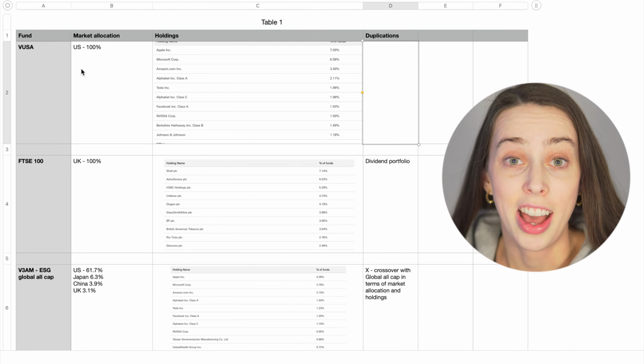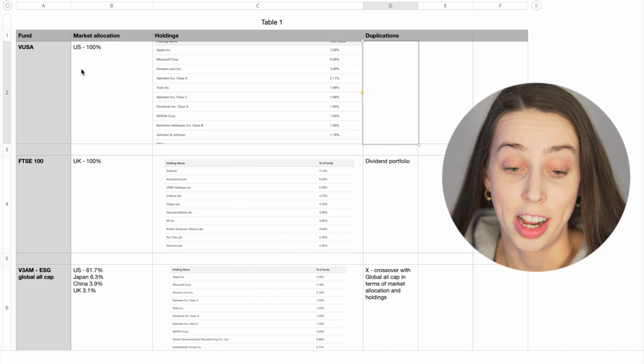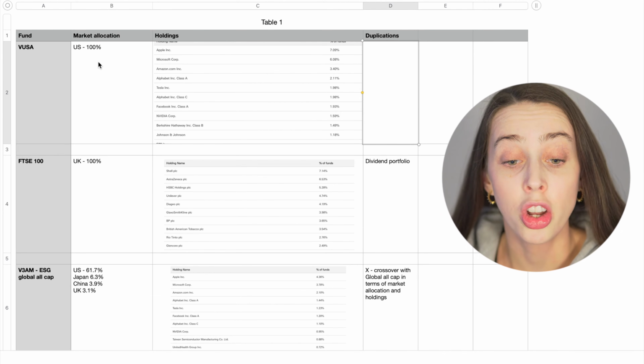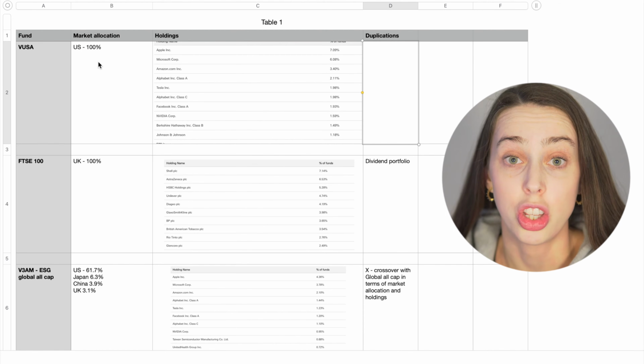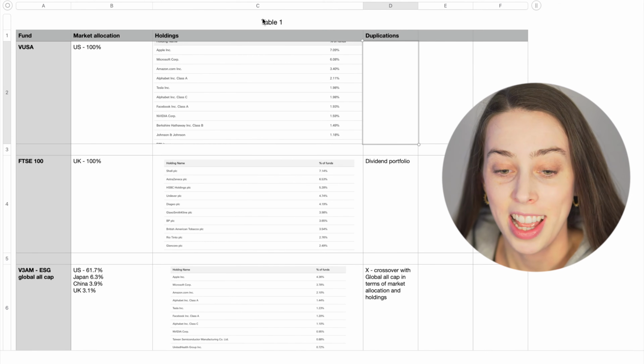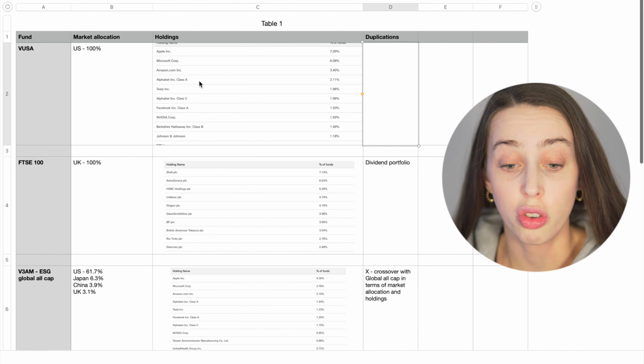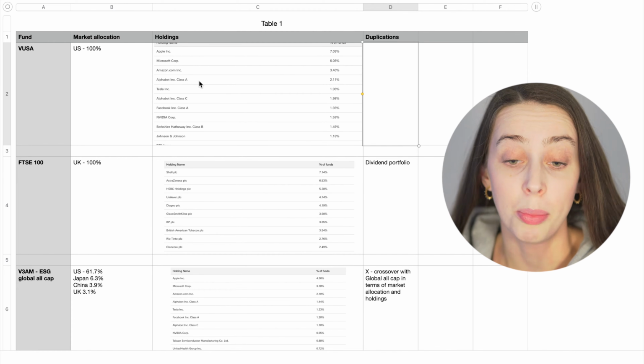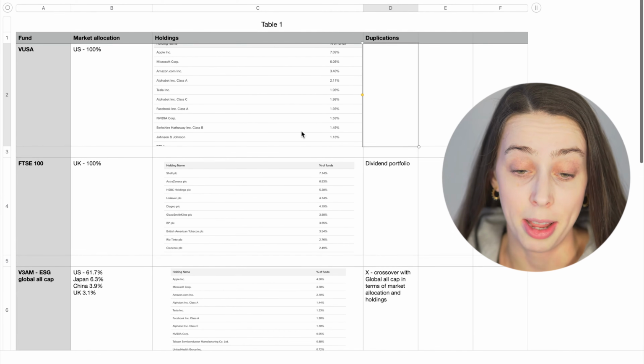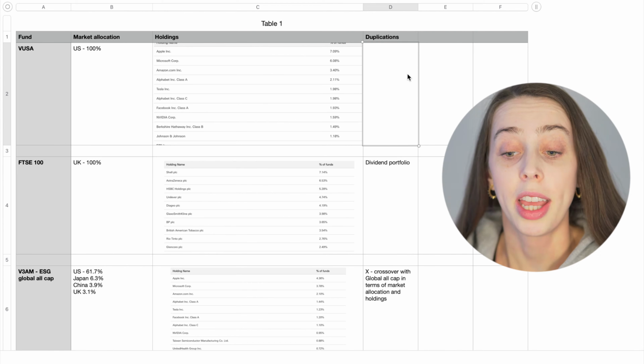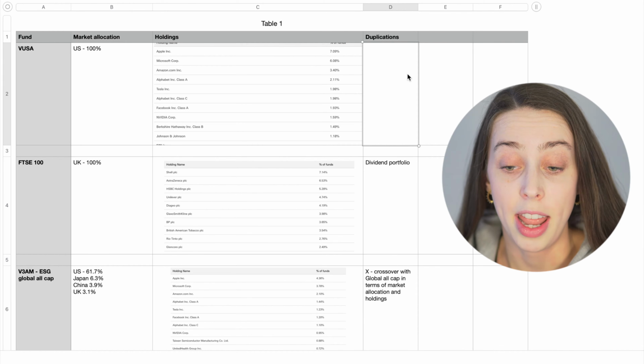So the first fund I have is my S&P 500 tracker, and that is of course 100% market allocation into the US market. Makes sense. And the top holdings I've just screenshotted straight from the Vanguard website. I'm not going to read them all out, but you can see them here. I've left my duplication box for this fund empty.